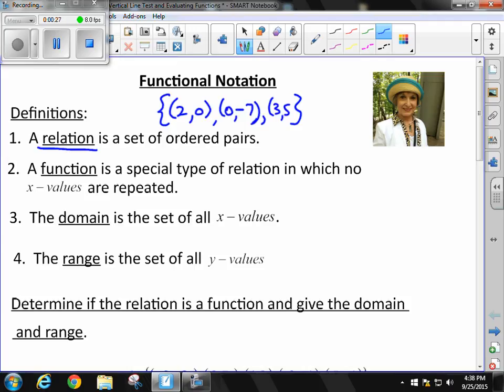Now, a function is a special type of relation in which no x values are repeated. So our x values were 2, 0, and 3, and we didn't repeat any of those, so we actually have a function there. The domain is the set of all x values, and the range is the set of all y values.